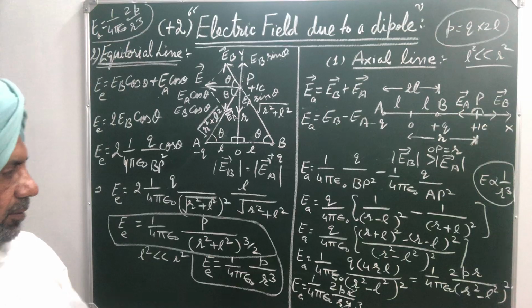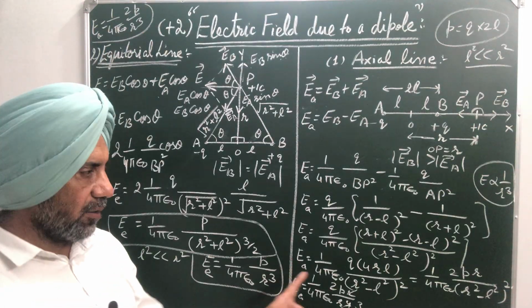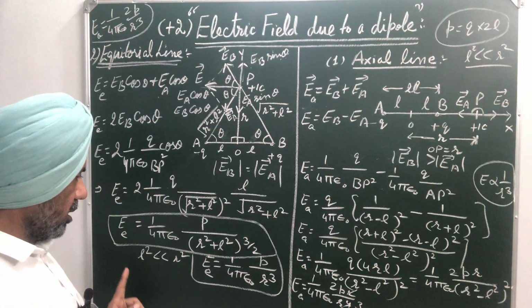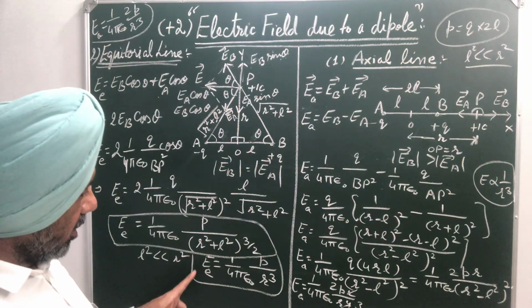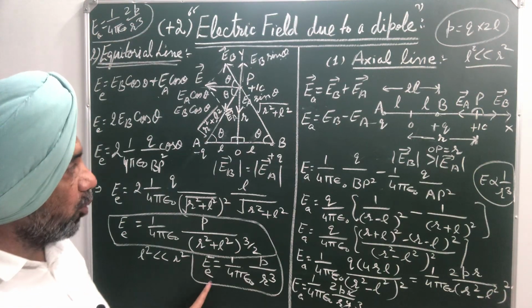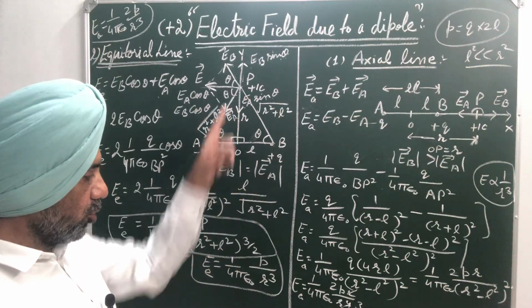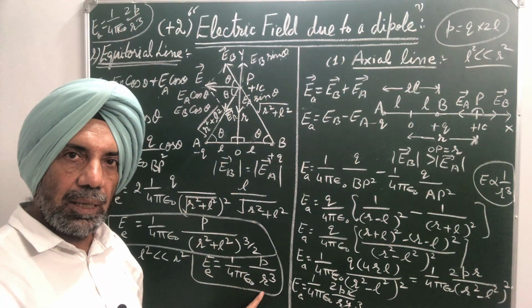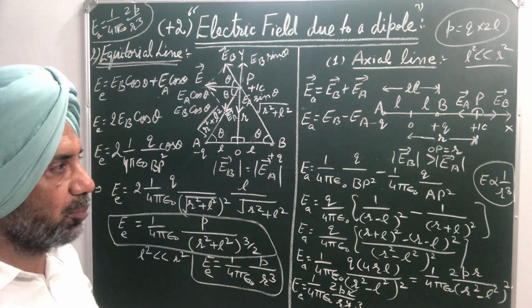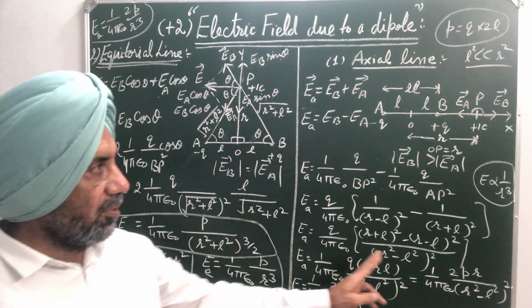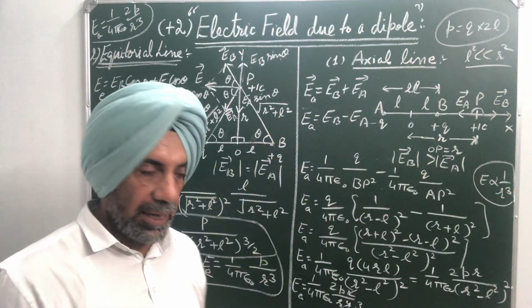So this is the resultant field due to a dipole at a point on the axial line and the resultant field due to a dipole at a point on the equatorial line. So again, it proves that the electric field due to a dipole at a point on the equatorial line is inversely proportional to the cube of the distance from the center. But it decreases more rapidly as we move away from the center of the dipole, just like the electric field of a dipole at a point on the axial line.